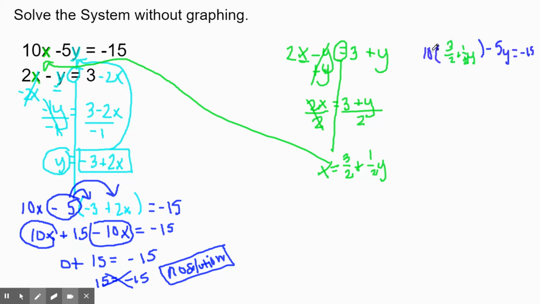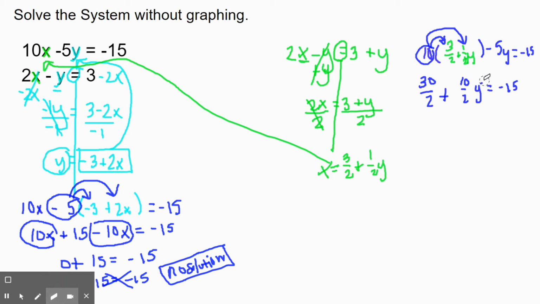So now I'm going to simplify. I'm going to take the 10 and I'm going to distribute it to 3/2 by multiplying and distribute it to 1/2 y. So let's do that. 10 times 3 is 30 over 2 plus 10 times 1 is 10 over 2y equals negative 15. Oops, I almost forgot my minus 5y here. Hold on. Let's fix that. 10 over 2y minus 5y equals negative 15.